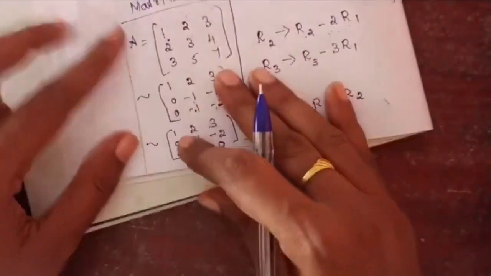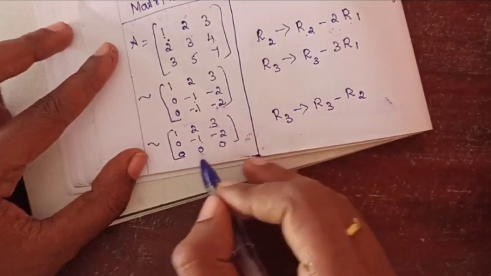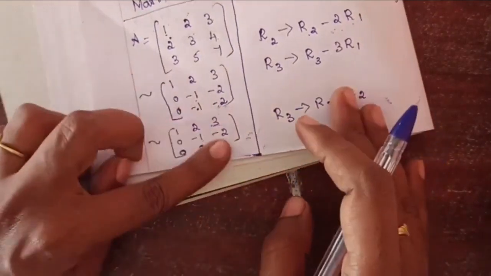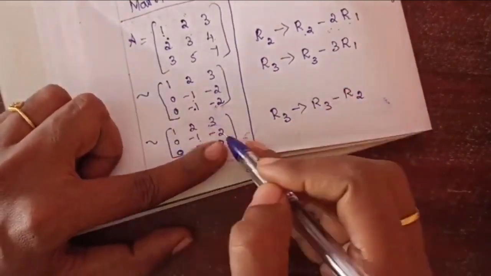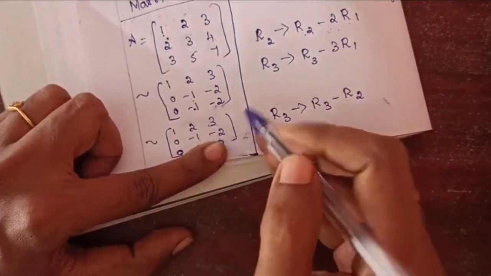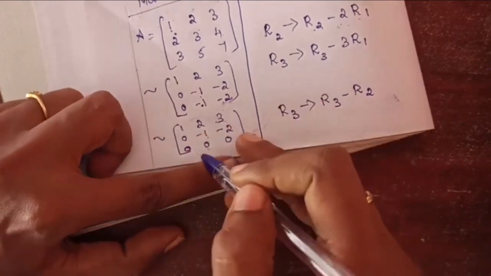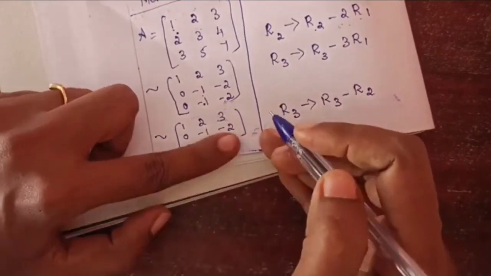Okay. Now shall we check here how many non-zero rows are there? Here all the entries are 0, so we will leave that. In this second row, 2 entries are non-zero, so that's also a non-zero row. If it is a 0 row, if all the elements contain 0, we'll leave that.